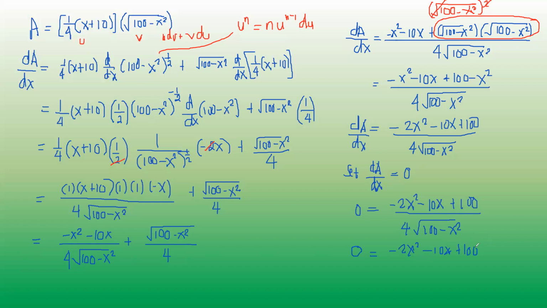Okay, pag chinek natin, pare-pareho siyang even. 2, 10, 100. So, pwede ilabas yung 2. So, 0 equals 2. Magiging negative x squared dito pag nilabas yung 2. 10 over 2 is 5, kaya minus 5x. 100 over 2 is 50, kaya plus 50 tayo dito. Then we divide both sides by 2. So, cancel ang 2 dito. 0 over 2 is still 0.